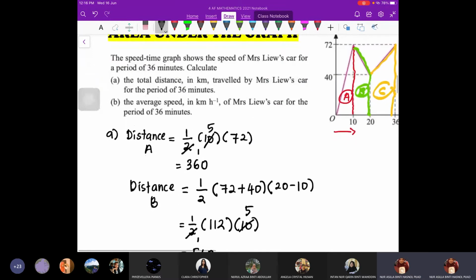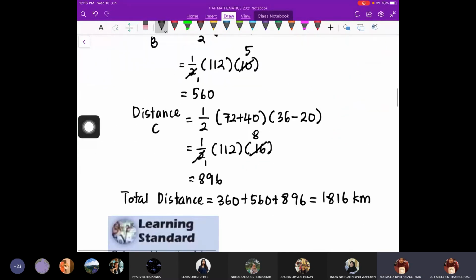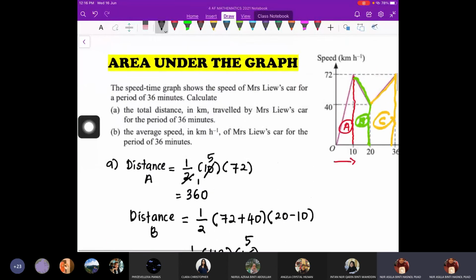Alright. So B. Total distance kita dah dapat, which is 1816. Kita dekat sini. 1816 kilometers. And then dia minta the average speed in kilometer per hour in hours of Mrs. Liu's car for the period of 36 minutes.